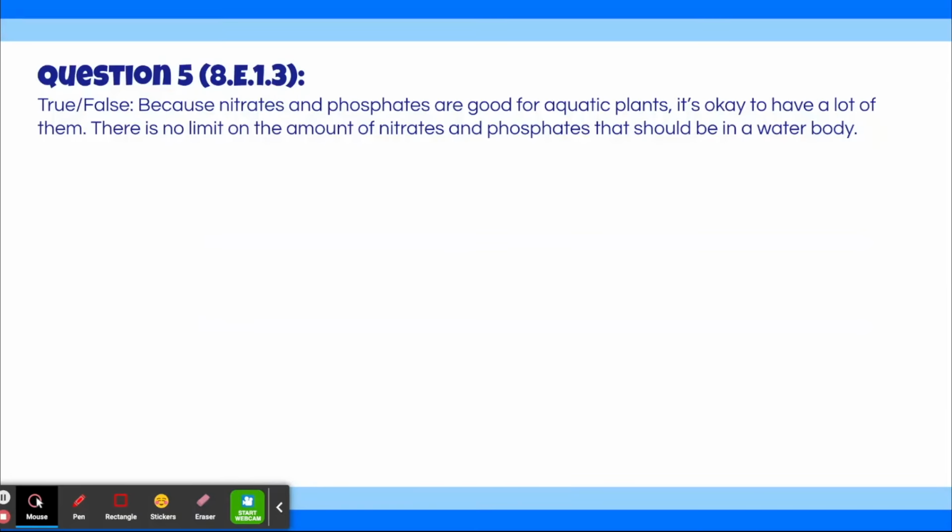Moving on to question 5. True or false? Because nitrates and phosphates are good for aquatic plants, it's okay to have a lot of them. There is no limit on the amount of nitrates and phosphates that should be in a water body.